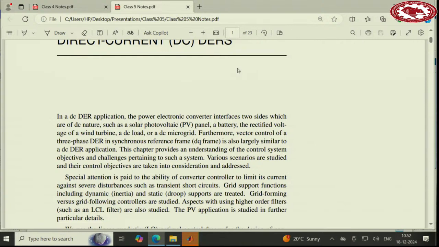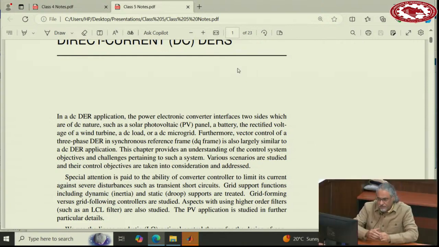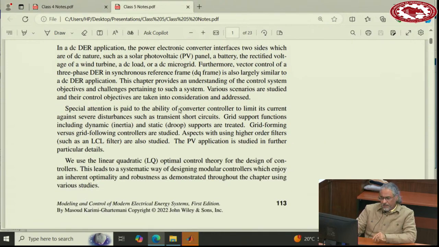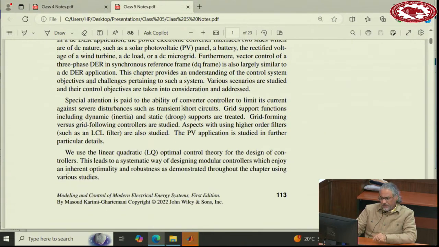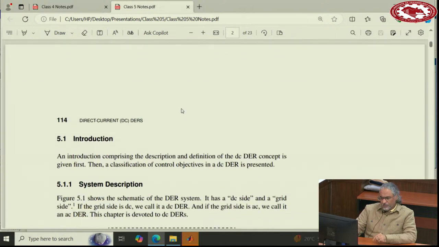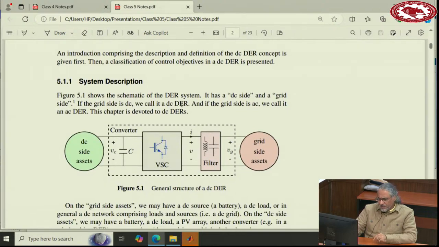All right, so I'm going to start chapter 5 of the book. It's about DC converters and the applications that we have there. Let's start with the system description, the general description that we have for the problem.